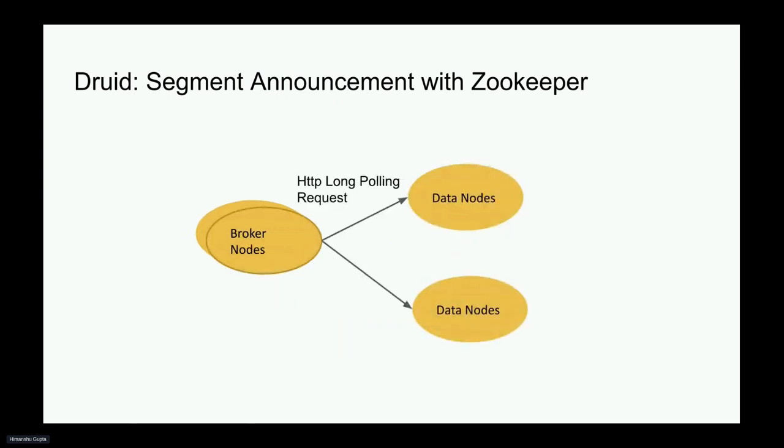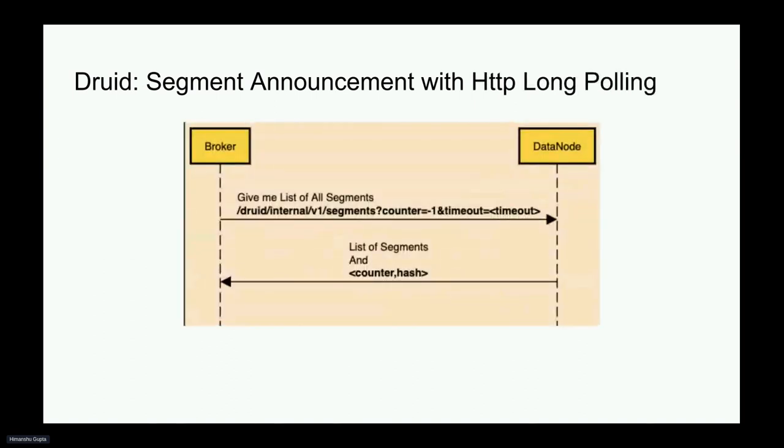The broker node actually sends the long polling request to all the individual data nodes to keep track of what they are serving. So the way it works is the first request the broker will send to a specific data node would be like, give me the list of segments, and then it will pass in these 2 parameters. There's a counter and a timeout. Counter -1 says, basically, I'm starting from scratch. Give me everything that you have, like all the segments you are serving.